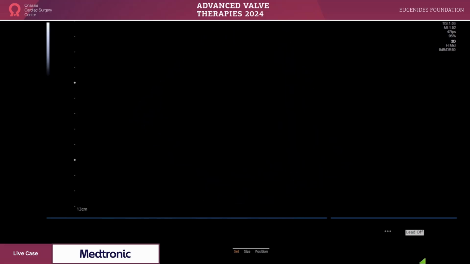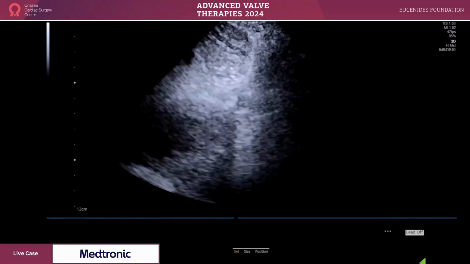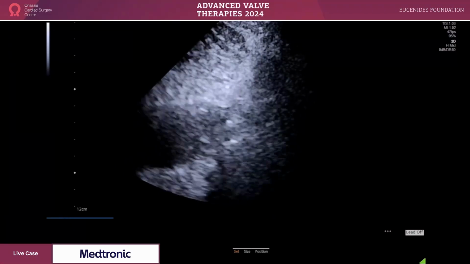So, we see something that resembles the heart. Yeah. So, not the best acoustic window.